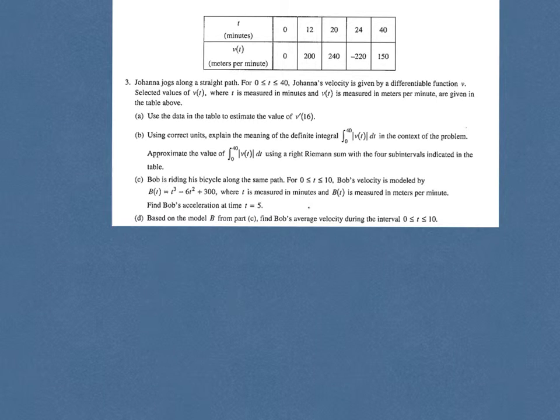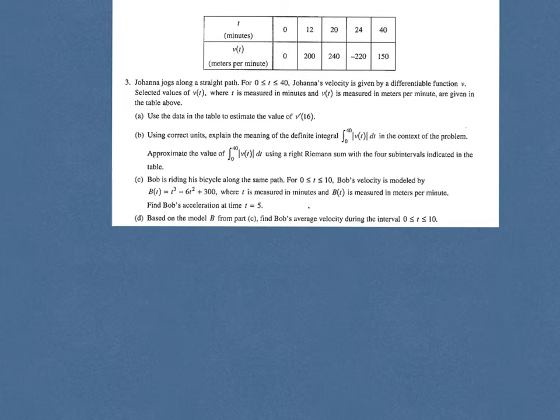Using correct units, explain the meaning of the definite integral from 0 to 40 of the absolute value of v of t in the context of the problem. Okay, so you have to be aware of units. Remember, when you're finding an integral, you multiply the units. If you're finding a derivative, you divide the units.